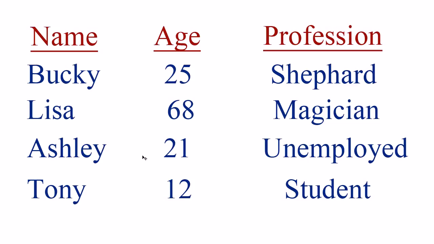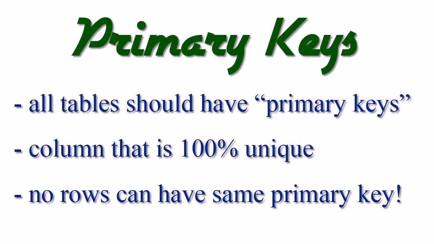How many people named Ashley are unemployed in the United States right now? Probably 5,000, I'm guessing. Well, this isn't a really effective way to make a table because you can have a lot of duplicate entries. You can even have Ashley that's 21 and unemployed. There are probably a couple hundred of those. So instead of just making a table like this, what you need to use is a primary key. Now remember this, whenever you make a table in a database, you need to have a primary key, and that is a column that's guaranteed to be 100% unique. So basically, no entries or no rows can have the same primary key.